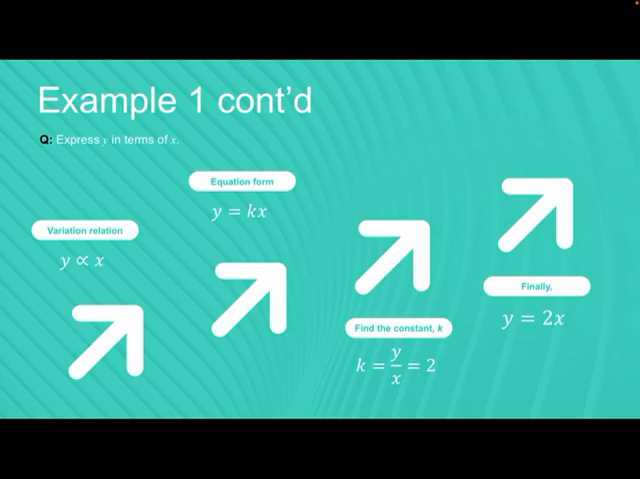From the example just now, we know that y varies directly as x, so we have y equals kx. Now our job is to find the constant k. We know that our constant is y over x, so k equals 2. Finally, when we want to express y in terms of x, we write y equals 2x. Are you guys good? Shall we go to the next example?